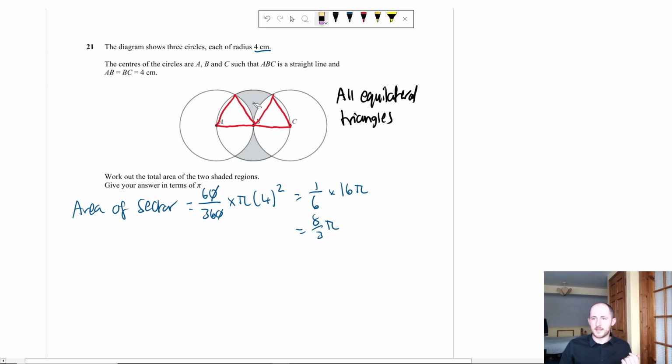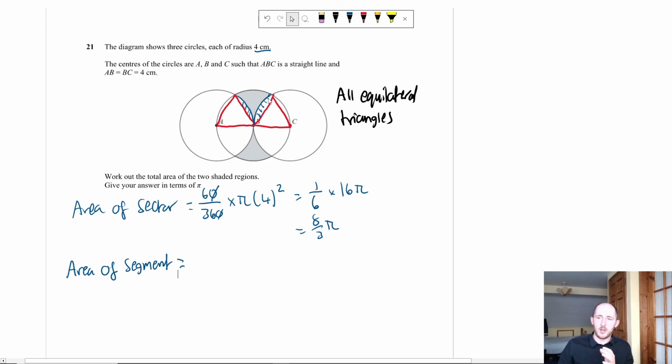So if I rub this out now, actually, will that make sense? Yeah. So now I'm going to work out the area of these little segments. And again, both of these are the same. Okay? So I'm only going to work out the area of one and then double it. So the area of a segment. Now the question is, how to work out the area of a segment?